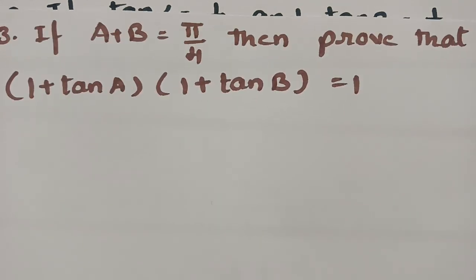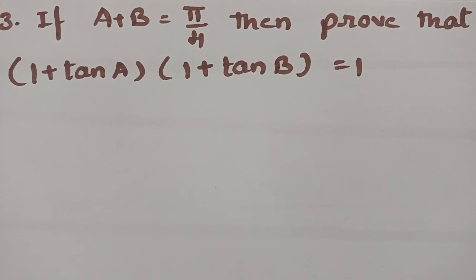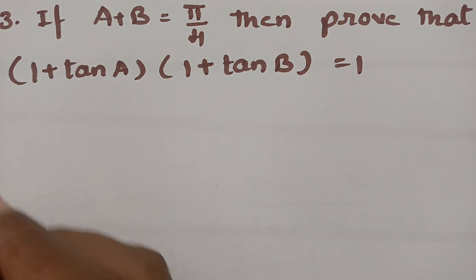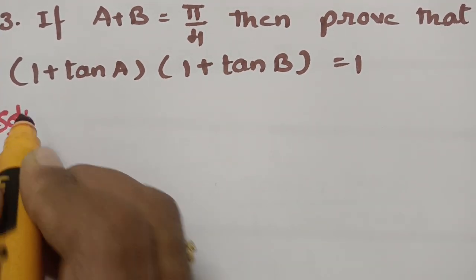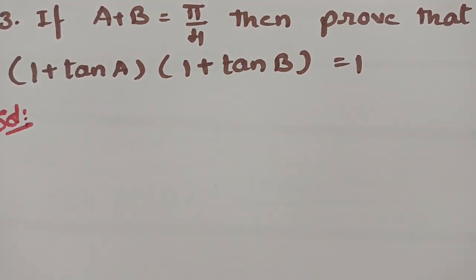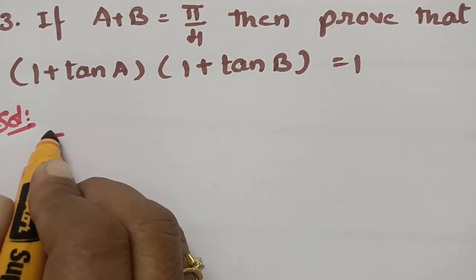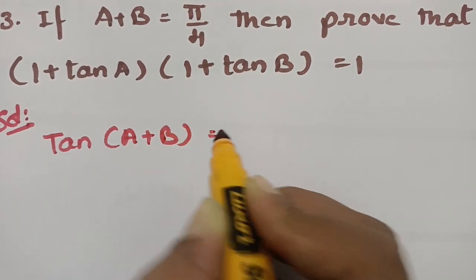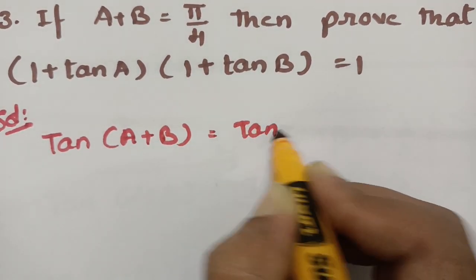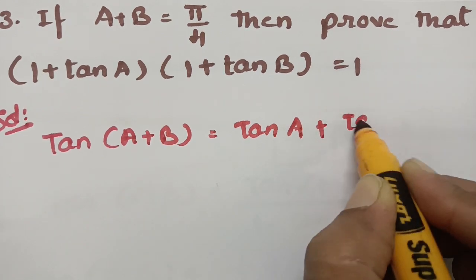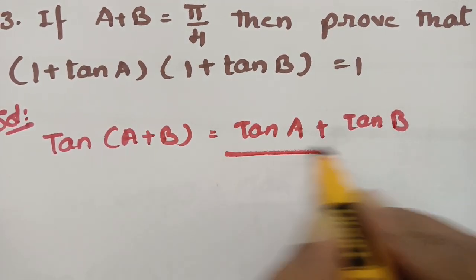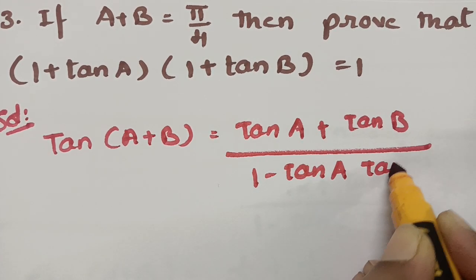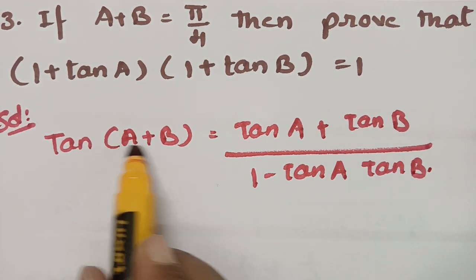See here, if a plus b is equal to pi by 4, then we have to prove that 1 plus tan a into 1 plus tan b is equal to 1. So for this question, what is required here? Again we have a formula that tan of a plus b is nothing but tan a plus tan b by 1 minus tan a into tan b. So we have a plus b value.